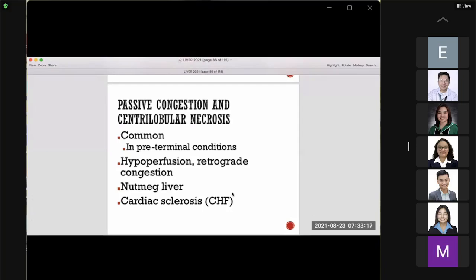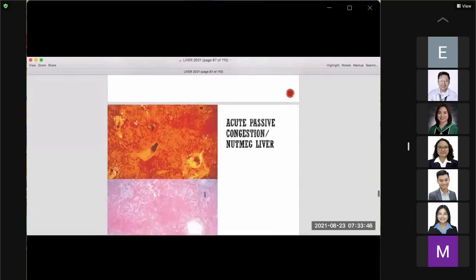There is ischemia of the different organ system, and that would include the liver. This would lead to passive congestion and centrilobular necrosis. Basically because of hypoperfusion, as I have mentioned, retrograde congestion, they call it also nutmeg liver, cardiac sclerosis, because a lot of times this is associated with congestive heart failure.